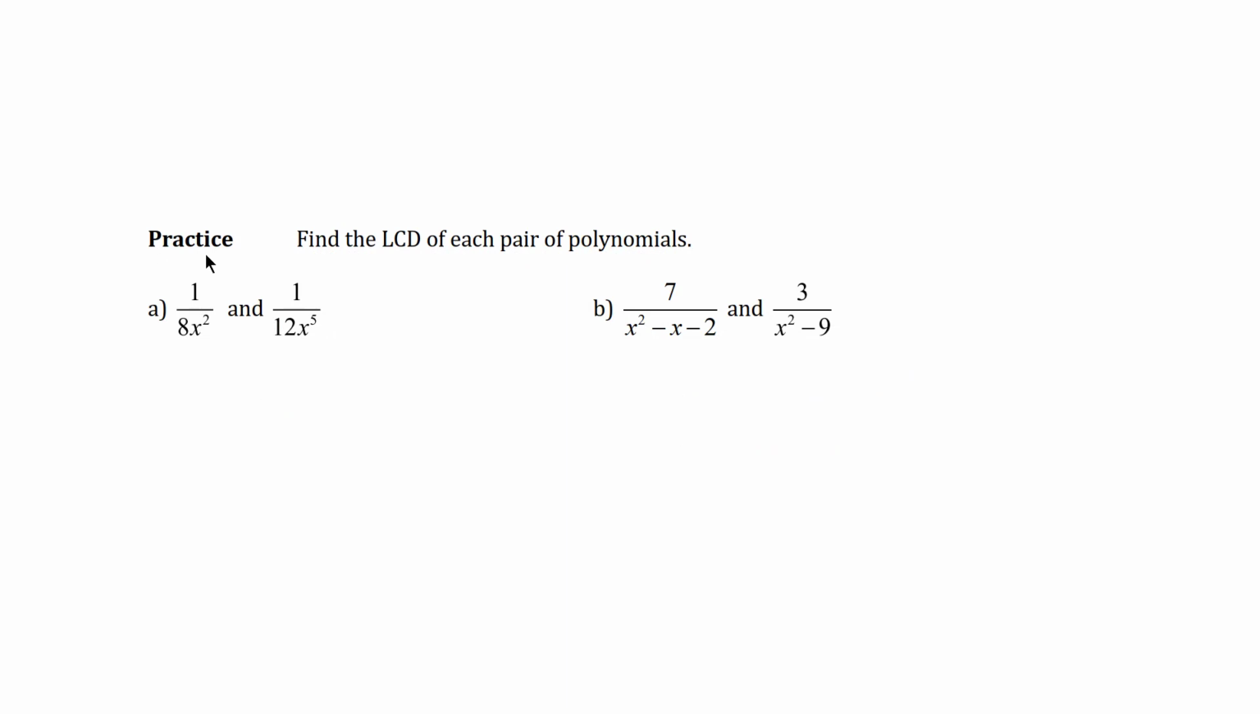Next, we have a practice problem. Find the LCD of each pair of polynomials. For part A, we have 1 divided by 8x squared and 1 divided by 12x to the 5th power. For part B, we have 7 divided by x squared minus x minus 2, and 3 divided by x squared minus 9. Alright, so go ahead and pause the video, find the LCD for each pair of polynomials, and then check back with the video to see the solutions.